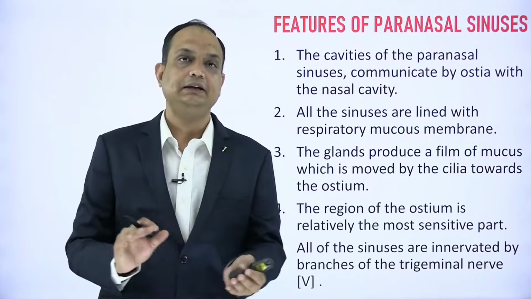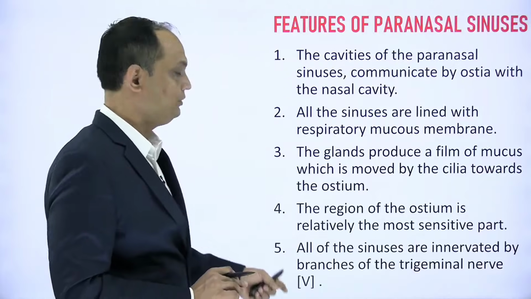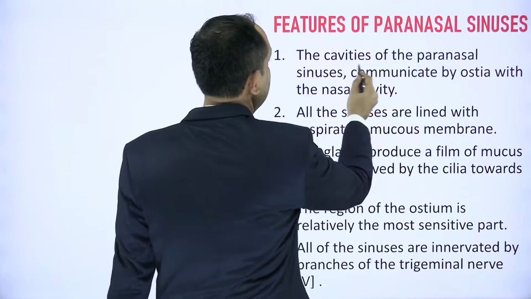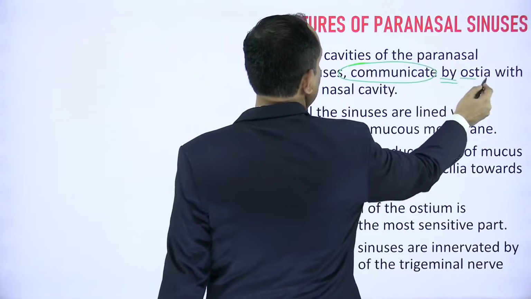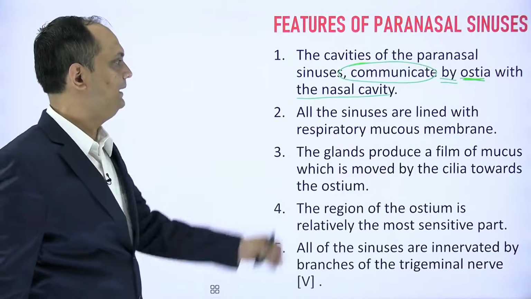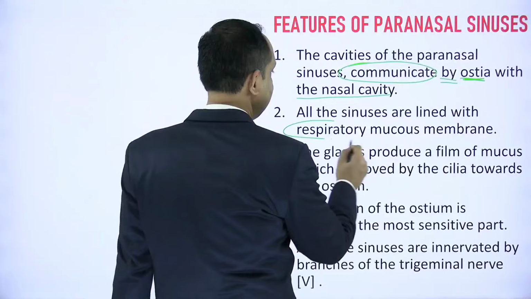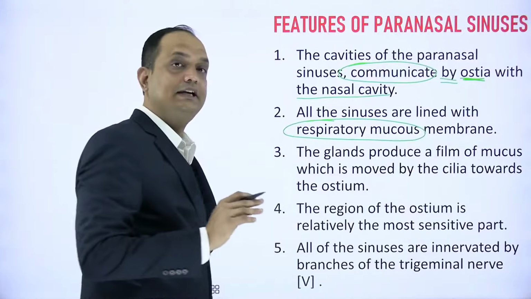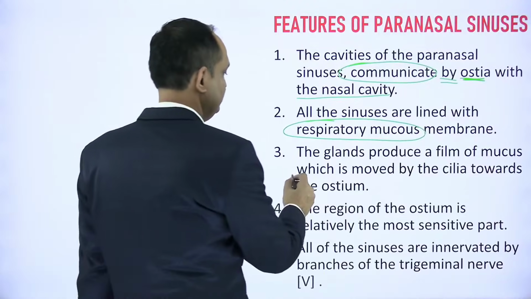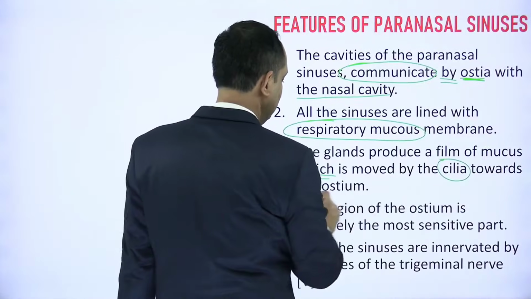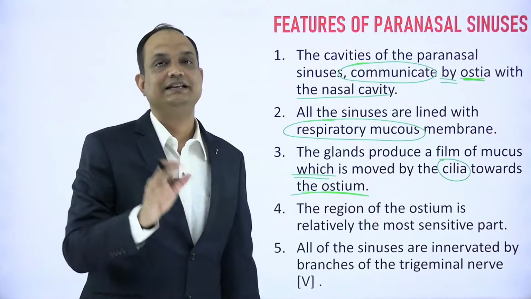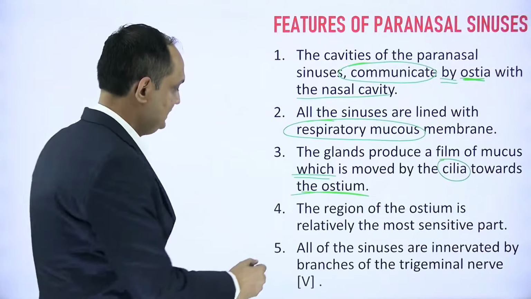Now, what are the features of paranasal sinus? Whenever you have any paranasal sinus, you will find these common features. The first feature is that the cavity of the paranasal sinus communicates by a small opening, or ostia, with the nasal cavity. Second, all the paranasal sinuses are lined by respiratory mucous membrane. It is a ciliated mucous membrane, and the glands produce a film of mucus which is moved by ciliary movement towards the ostium.